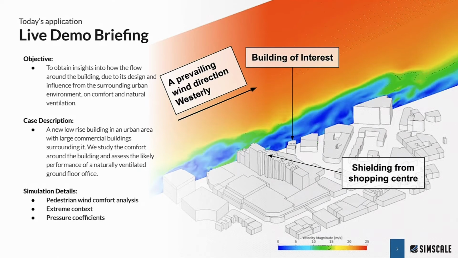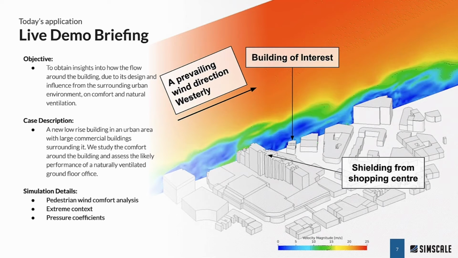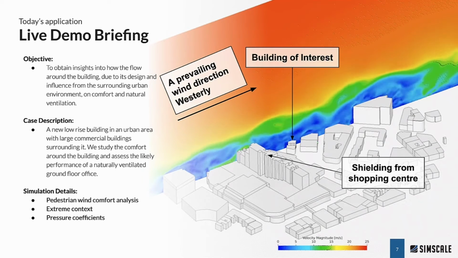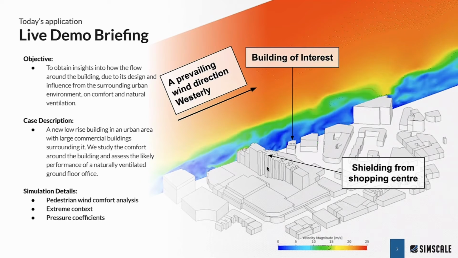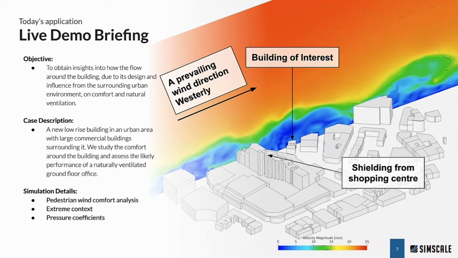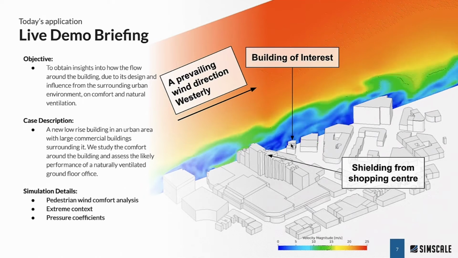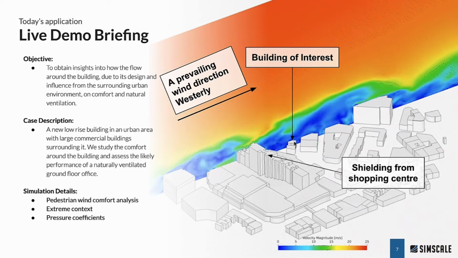What we aim to do is to understand the flow around the building due to its design, but also the influence from the surrounding urban environment. You can actually see a very large shopping centre here that is going to be very influential to some of these results that we're going to be seeing. We're going to be looking at a low-rise building. So this is a new building just located here. I'll talk to you a little bit more about it later.